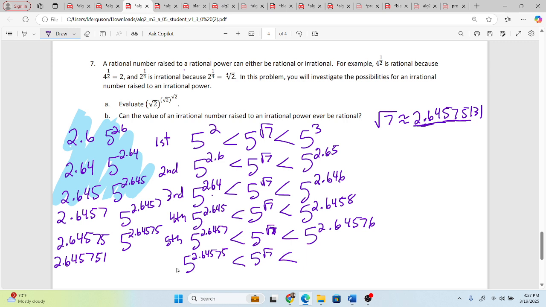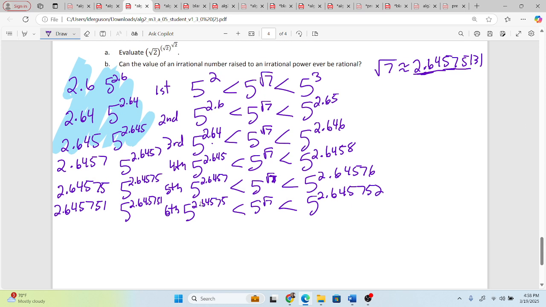And so then what do I have out here? I just add 1 to this increment. So 5 to the 2.645752 power. That's my sixth interval. That was 5 to the 2.645751 power. And then finally, we're looking at the 7th.